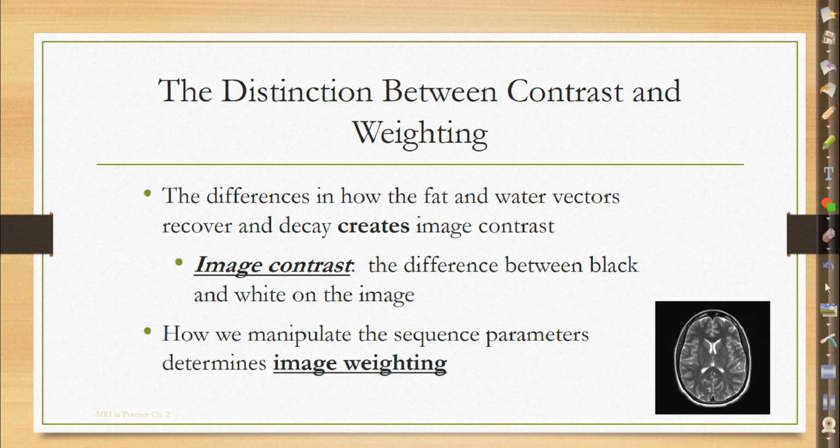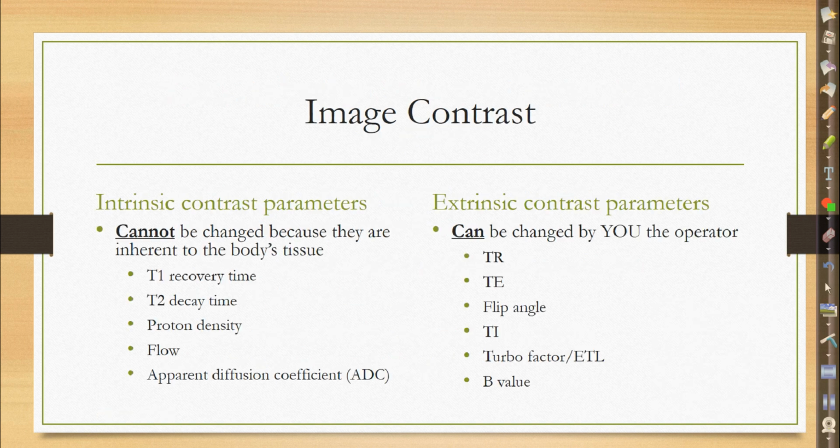Second part of the lecture, when we talk about image weighting, is how we manipulate the sequence parameters that determine image weighting. So those are extrinsic parameters on our MRI console that we can change. You see all the MRI techs changing the TR, changing the TE, changing the NEX, changing the B value, changing your matrix. All these things can be manipulated, and those are our extrinsic parameters that give us our image weighting. All right, so we are divided into intrinsic and extrinsic.